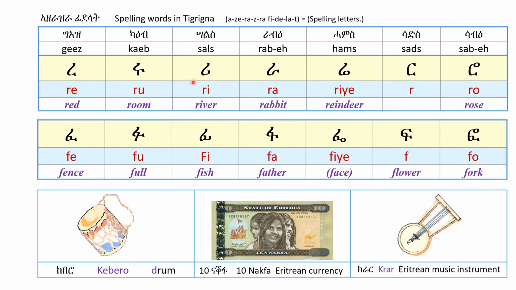Re, Ru, Ri, Ra, Rie, R, Ro. Fe, Fu, Fi, Fa, Fie, F, Fo. Here are words with these letters. Kebero, Naqfa, Kirar.